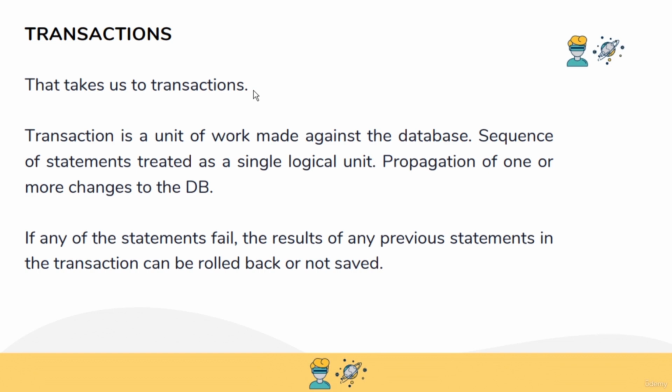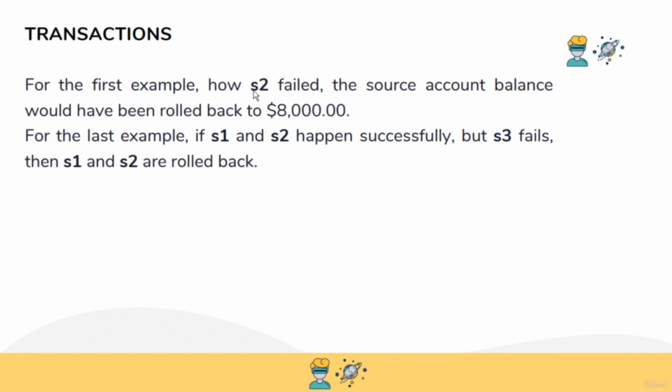A transaction is a unit of work made against the database, or a sequence of statements treated as a single logical unit, propagation of one or more changes to the database. If any of the statements fail, the result of any previous statements in the transaction can be rolled back, or not saved. For the first example, since statement 2 failed, the source account balance would have been rolled back to 8,000, and that's what happens in real-world scenarios.